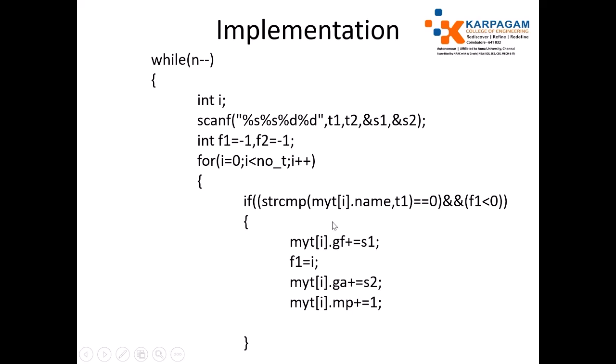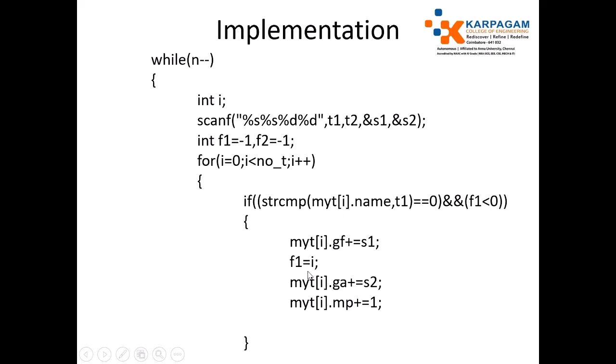First, I compare the points table. First, I get T1. This T1 is compared with the points table values. If it is equal to 0, I check whether the points table is updated. If the points table is not updated, it will be set as -1. If it is updated, it will be set as a positive value here.